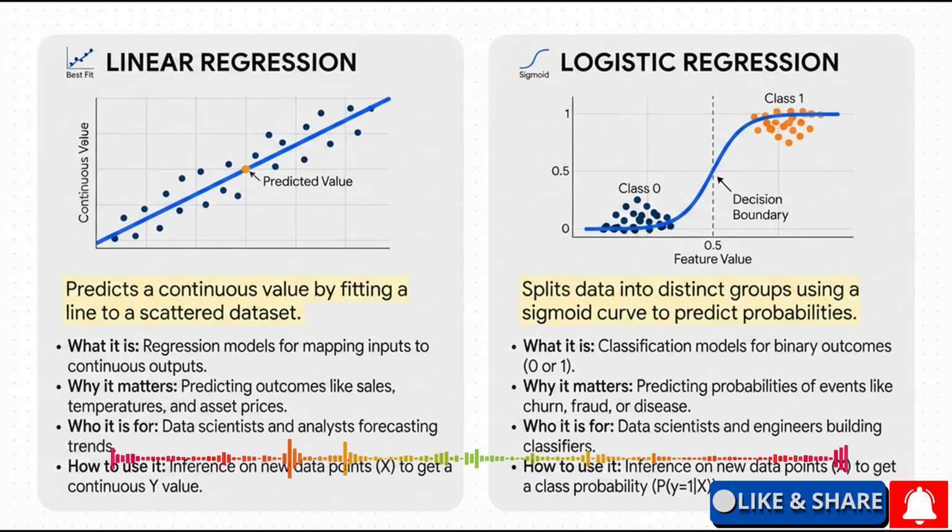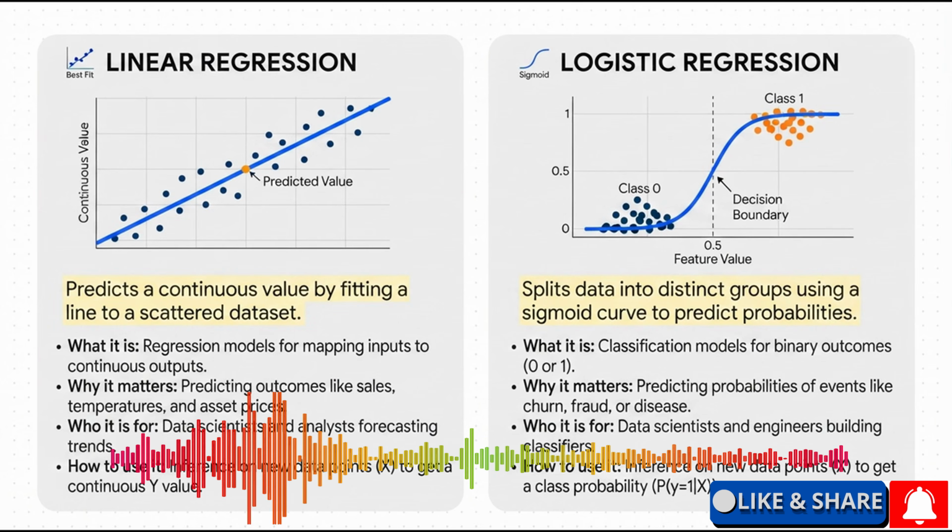On the right, we have logistic regression. This solves an entirely different problem, classification. Instead of a straight line, it uses an S-shaped sigmoid function to predict a probability. This is exactly what an AI model uses to look at an image and classify it. Asking the important questions: Is this a hot dog, or is it not a hot dog?